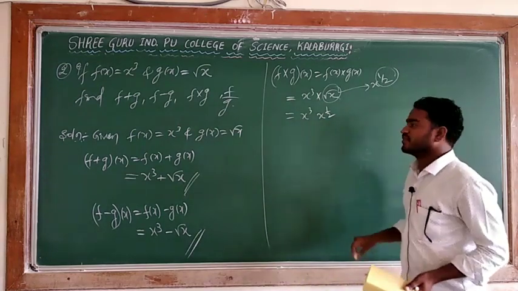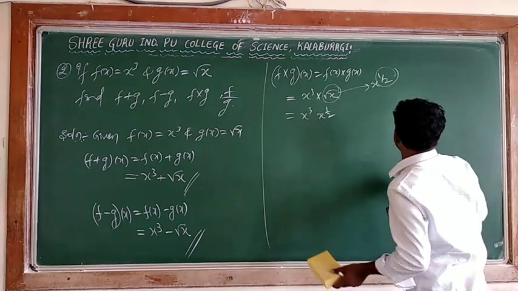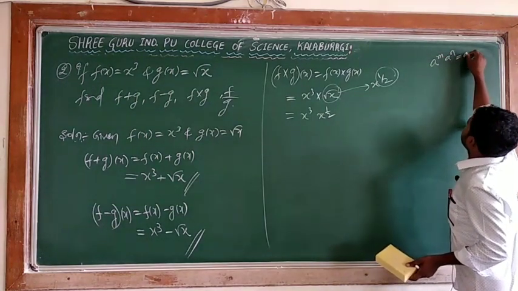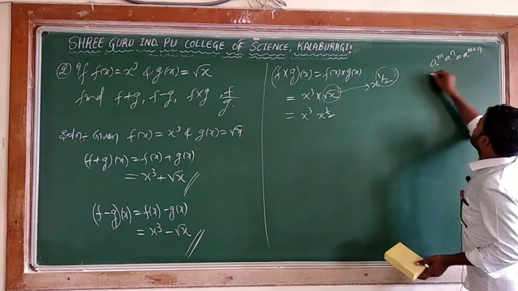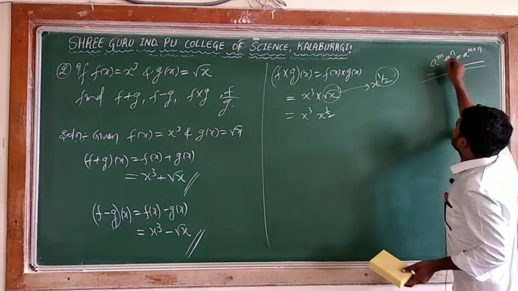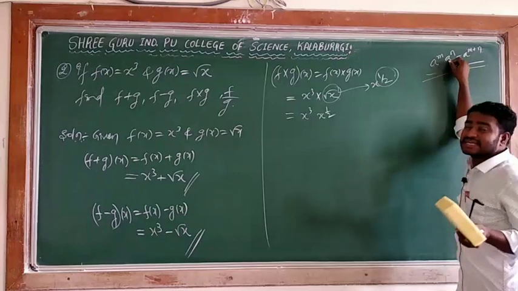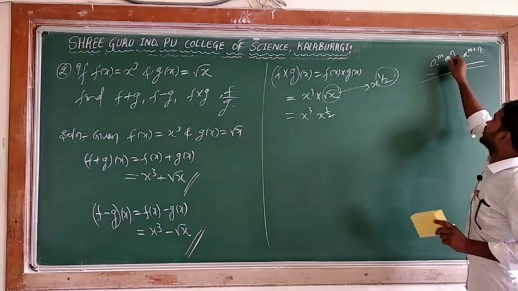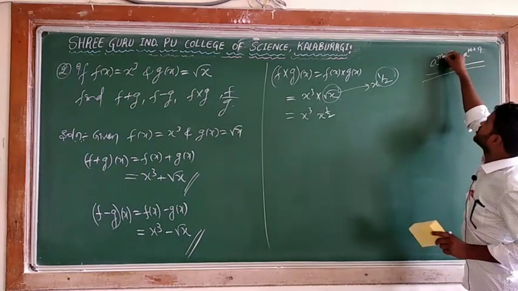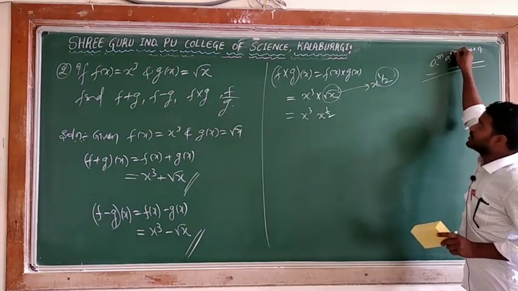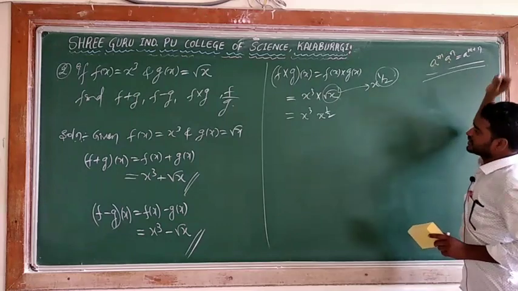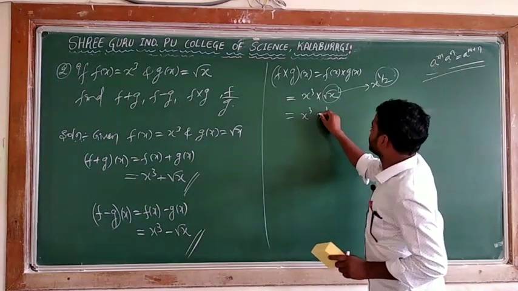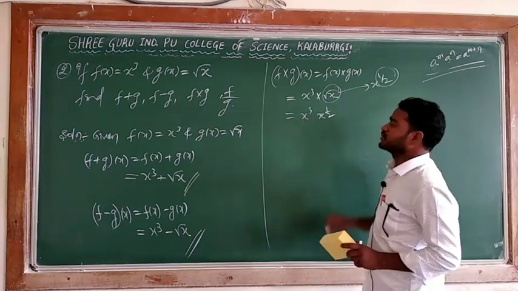Power of base rule. Whenever bases are same, powers you can add. I think you can say a to the power m, a to the power n. Can I say a to the power m plus n? Power of indices method. Whenever bases are same, powers you can add or subtract depending upon the sign. Here both are positive, add it. If this is positive, this is negative, m minus n you will get. Here base is what? x. x to the power 3, x to the power what here? x to the power 1 by 2.